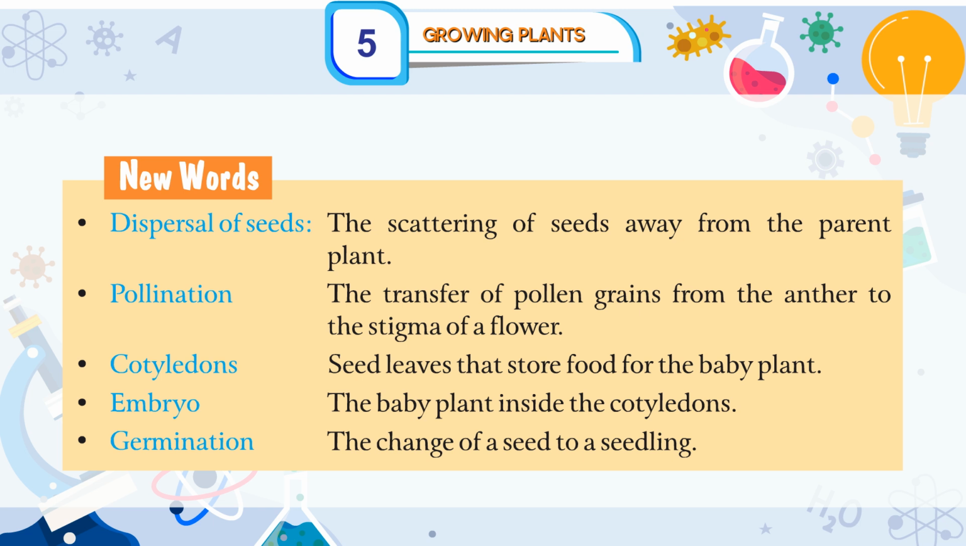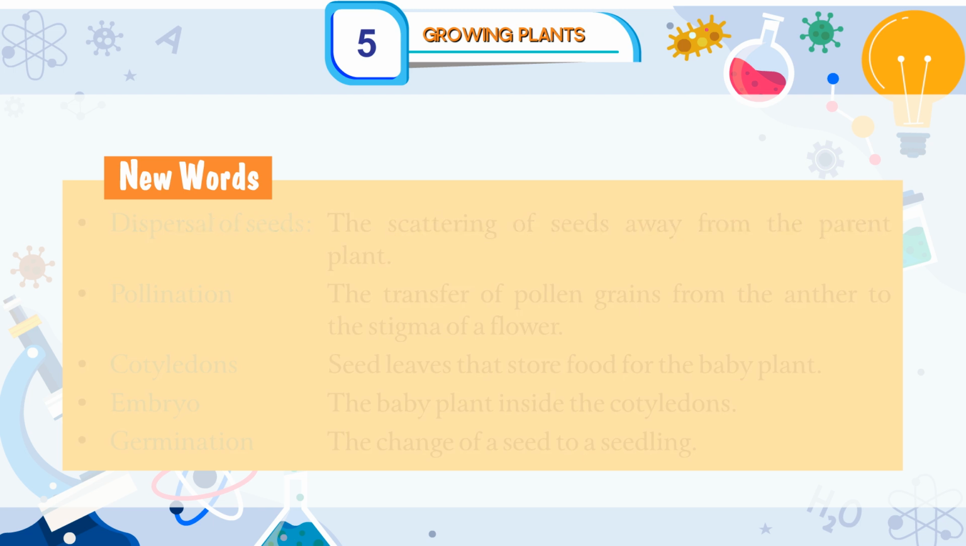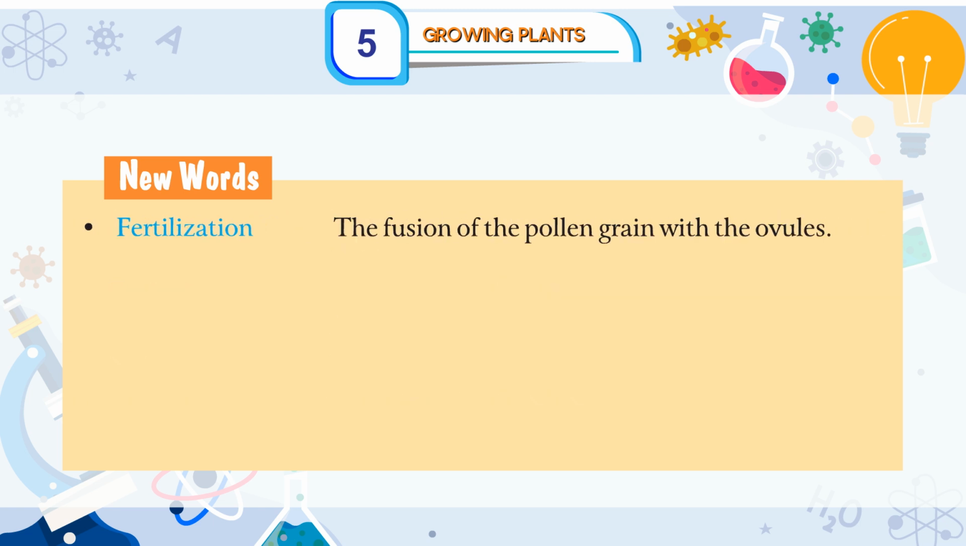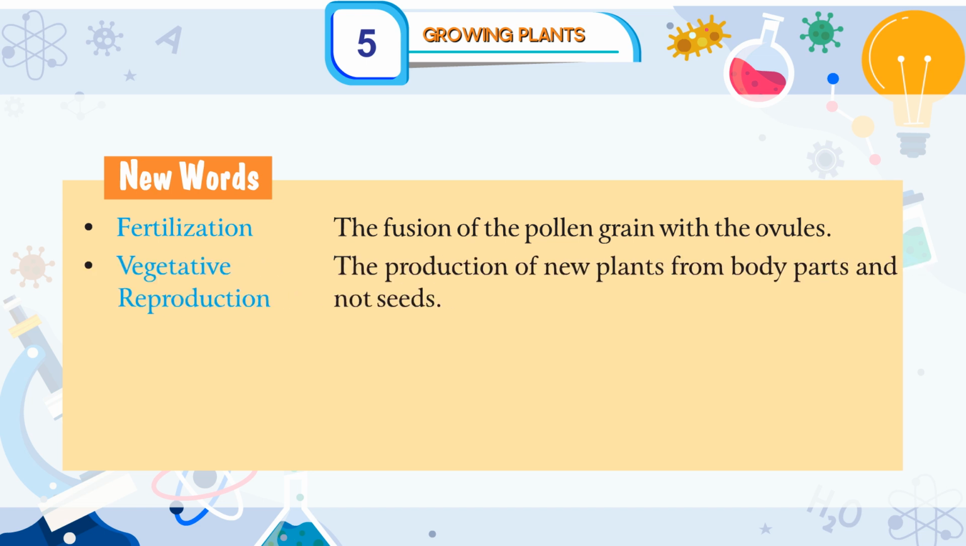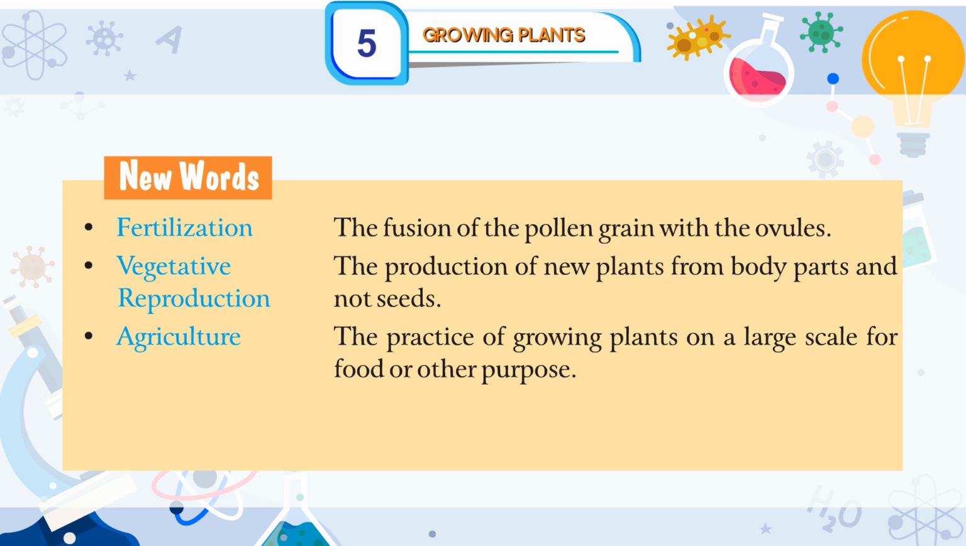Germination, the change of a seed to a seedling. Fertilization, the fusion of the pollen grain with the ovules. Vegetative reproduction, the production of new plants from body parts and not seeds. Agriculture, the practice of growing plants on a large scale for food or other purpose.